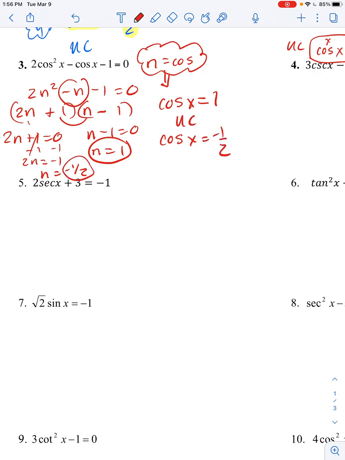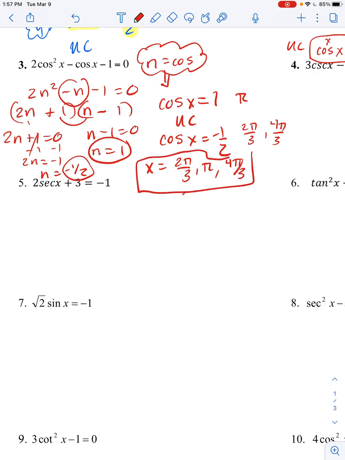And that's where I go to my unit circle. I look to see where the cosine is 1 at pi. Where is the cosine negative 1/2? At 2 pi thirds, and again at 4 pi thirds. So on the quiz, I'm supposed to put them in order. So I would come across 2 pi thirds first, then pi, and then 4 pi thirds if I was making my way around the unit circle in that direction.